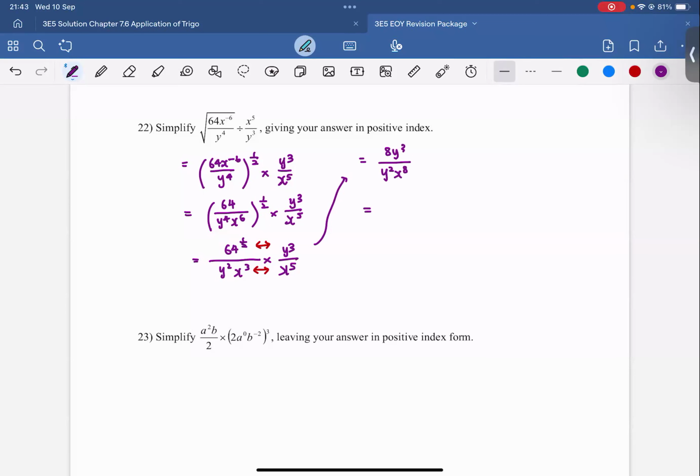Okay, you still have to simplify. You cannot have y on top and y below. So y cubed divided by y square, it will give you 8y over x power 8.